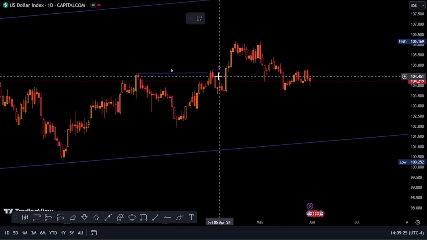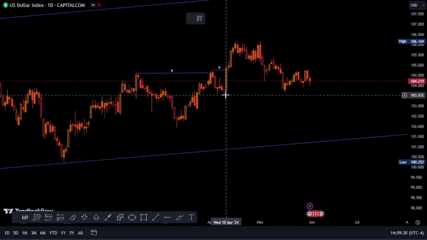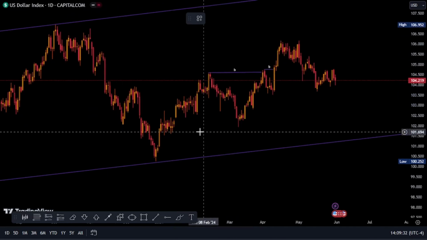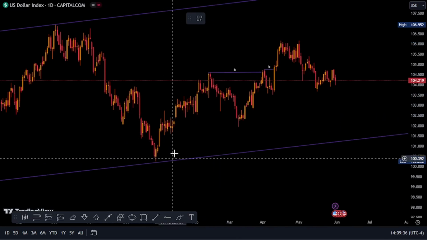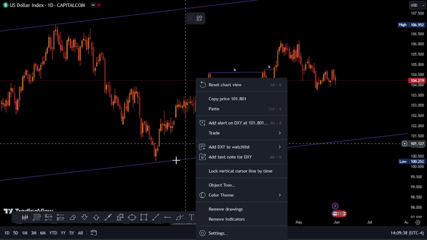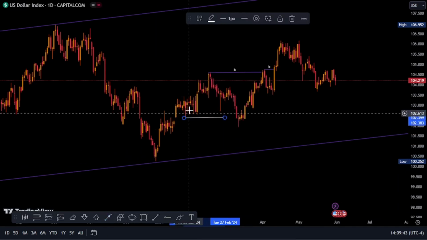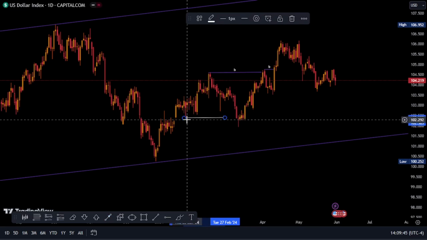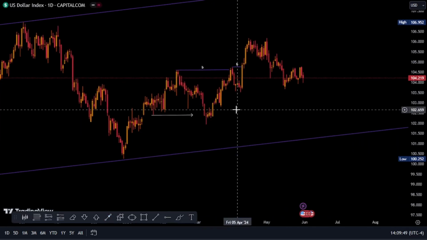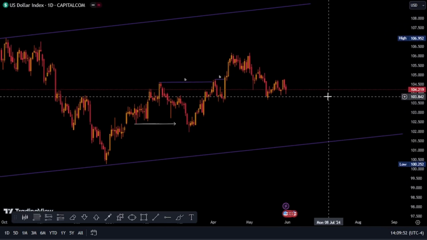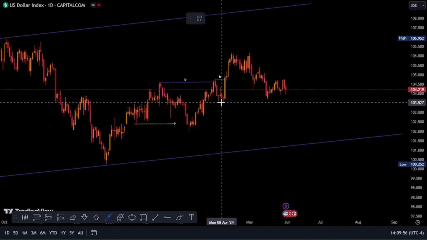So knowing that this is a break of structure, I look at this leg. I'm looking for my value area. Now where's my value area? Something like this. My value area is this one. You understand? So the market had to come in, break this low, and then move to the top to move back to the upside.